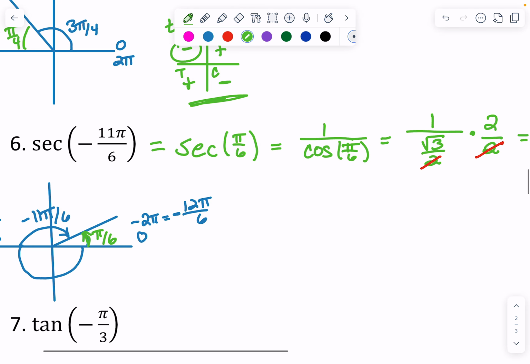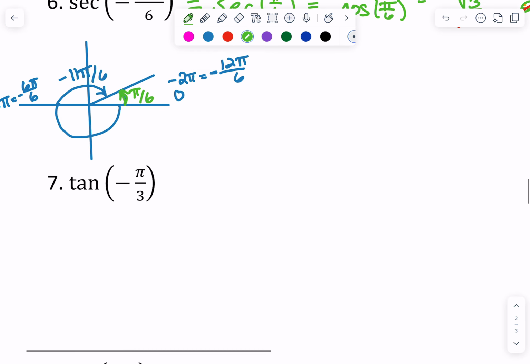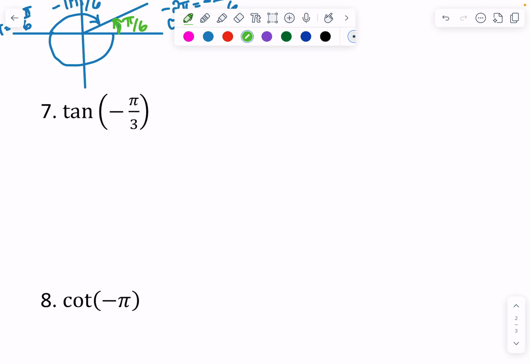All right. Tangent of negative pi over 3. Go ahead and pause and give this one a try on your own. See if you can draw it, figure out where it's at, and whether or not you're positive and negative. And then let's set it up.